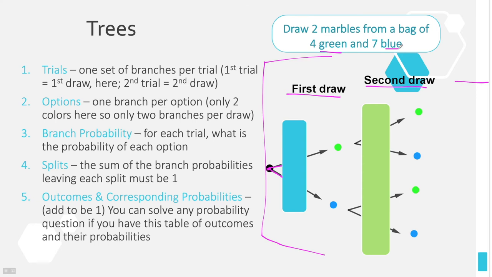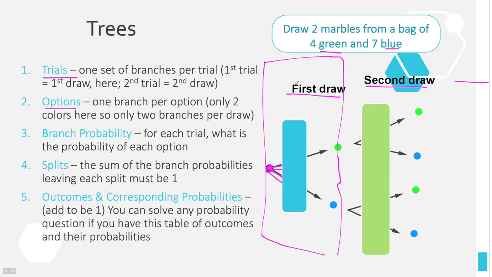If we had four options, then we would have four different lines coming out of our first draw, and we would have four different lines most likely coming out of our second draw as well. So the first thing is the trials. Those are the great big columns that represent your trials, or here the number of draws. And then the second thing you have are options, and how many branches you have coming out of each particular node will correspond to the number of options, the number of choices.